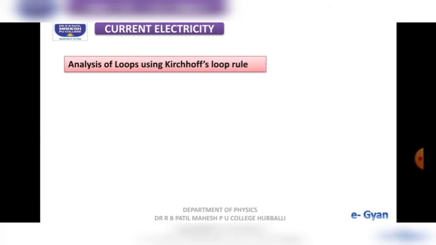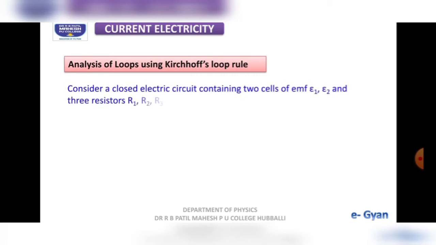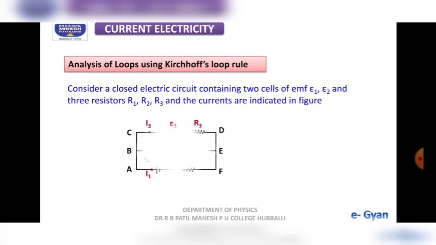Analysis of loop using Kirchhoff's loop rule. Consider an electrical circuit containing two cells of EMF E1 and E2 and three resistors R1, R2, R3, and the currents are shown in the figure. Cell E1 will produce a current I1, cell E2 will produce current I3, hence together we get a current I2 and that is flowing through resistance R2.